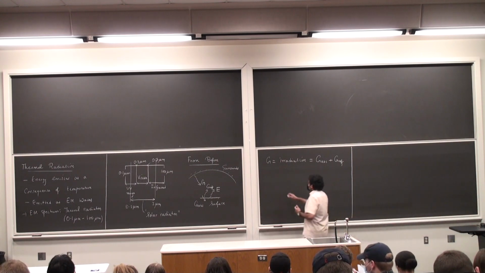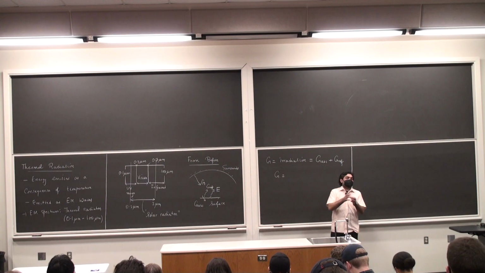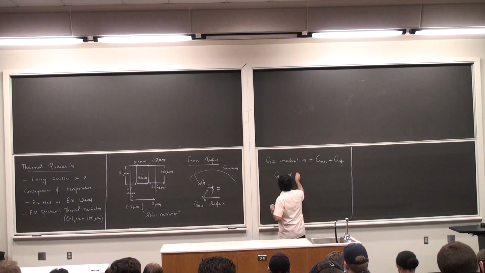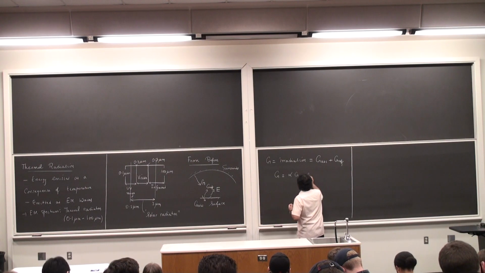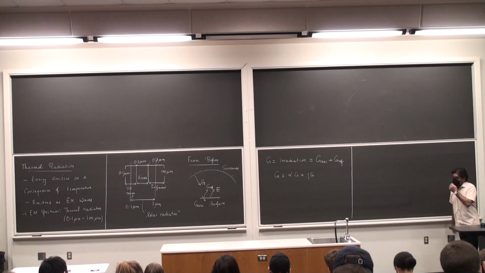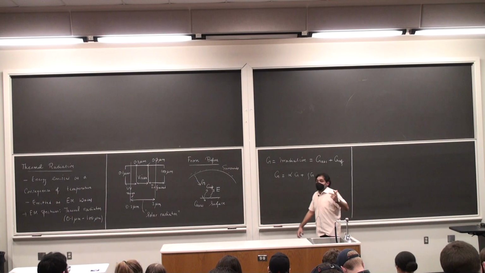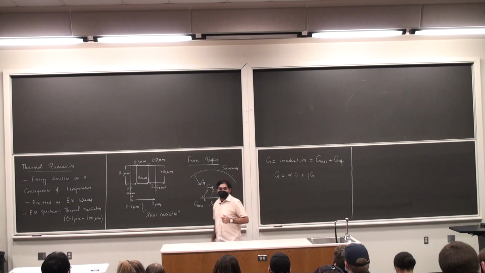G absorbed and G reflected, we can say, can be written as a fraction of G, as alpha times G plus rho times G, where alpha and rho are the absorptivity and the reflectivity. These are parameters that can be determined experimentally.